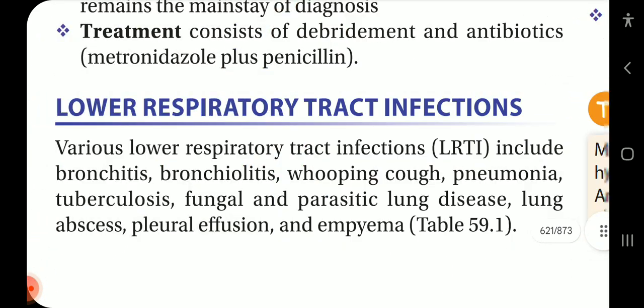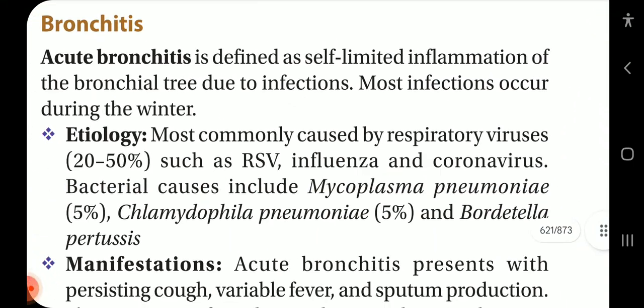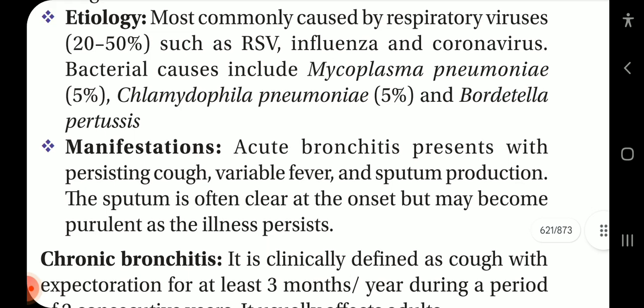Now, the lower respiratory tract infections, LRTI, include bronchitis, bronchiolitis, whooping cough, pneumonia, tuberculosis, fungal and parasitic lung disease, lung abscess, pleural effusion, and empyema. Now, bronchitis. Acute bronchitis is defined as self-limited inflammation of the bronchial tree due to infections. Most infections occur during the winter. Etiology: most commonly caused by respiratory viruses, 20 to 50%, such as RSV, influenza, and coronavirus.